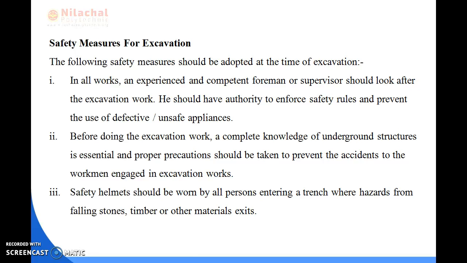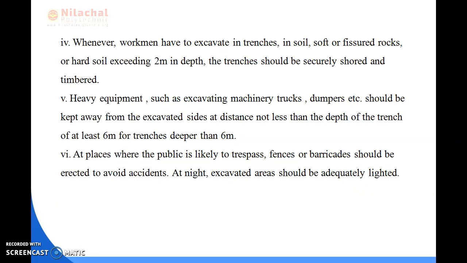Before doing the excavation work, a complete knowledge of the underground structures is essential and proper precautions should be taken to prevent accidents to the workmen engaged in the excavation work. Safety helmets should be worn by all persons entering a trench where hazards from falling stones, timber or other materials exist. Next, whenever the workmen have to excavate trenches in soil, soft or fissured rocks or hard soil exceeding 2 meters in depth, the trenches should be securely sheeted and timbered.